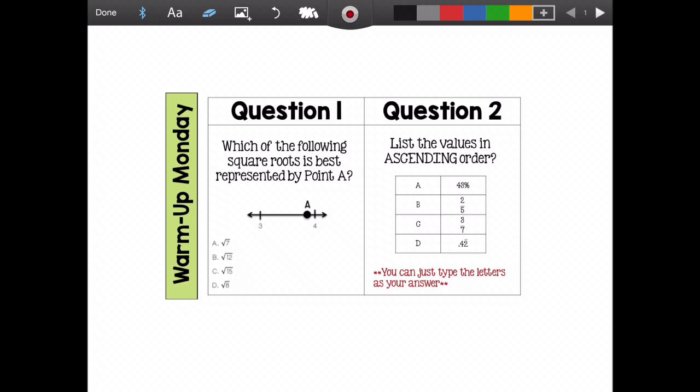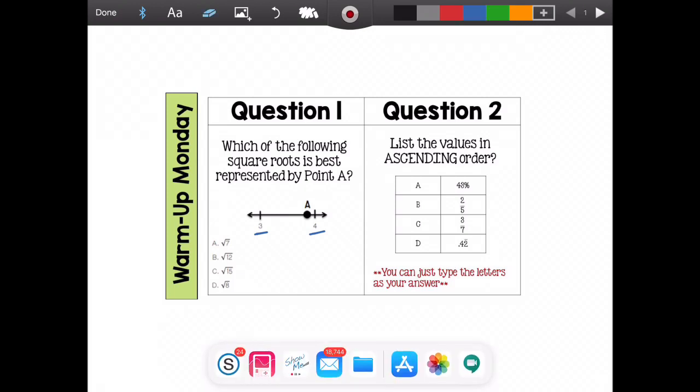Which of the following square roots is best represented by point A? Okay, guys, first thing we have to do is look at the number line. We have to find where point A is and figure out what two numbers it's falling between. In this case, we have 3 and 4. Again, look at our answer choices. They're all square roots. So step number 2, bust out the calculator.